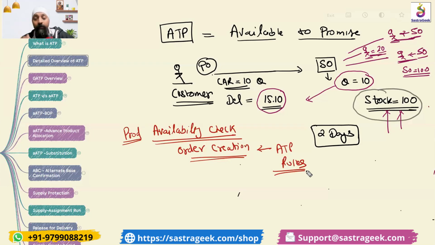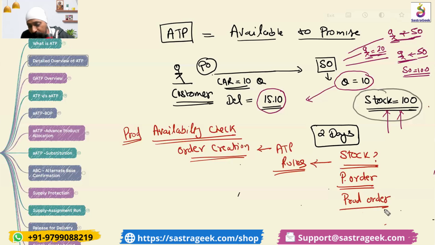In aATP rules, now in S/4HANA, in the latest version, the configuration windows have also been changed. But with aATP rules, I would be defining when I am going to confirm to the customer whether I should only consider stock, or I can also consider my purchase orders, or my production orders. Can I consider it? My stock is 100, but you know what? I have an open production order.